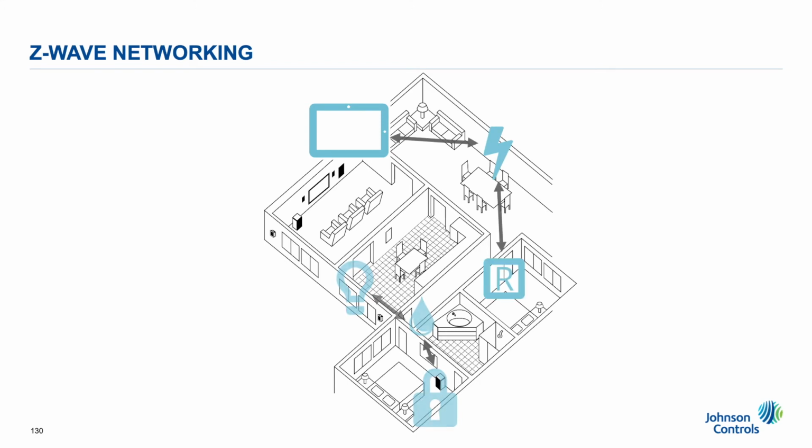Remember that in general, devices that operate on battery only, locks and sometimes thermostats, will not act as repeaters in your network. In general, devices that will have constant power, lights and sometimes thermostats, etc., will act as repeaters in the network.